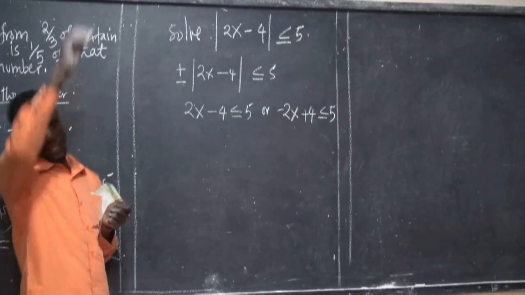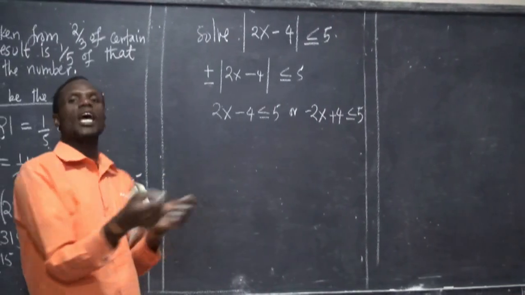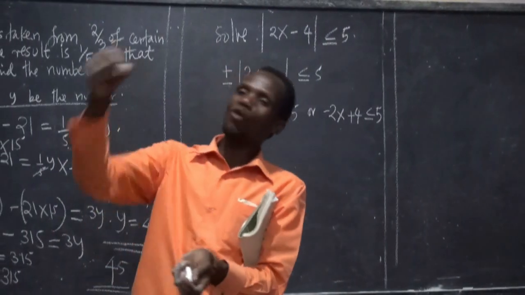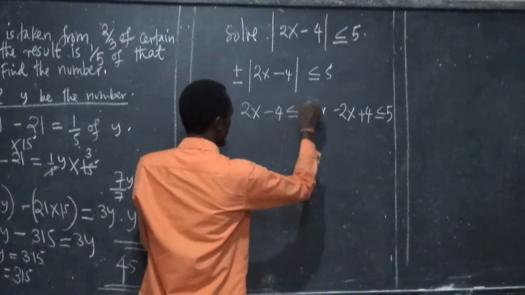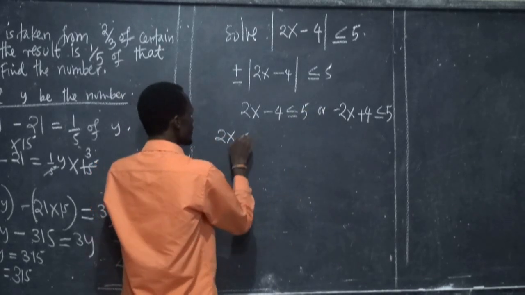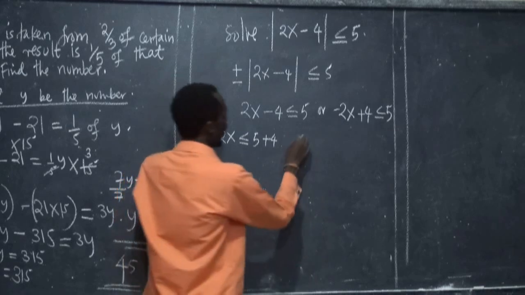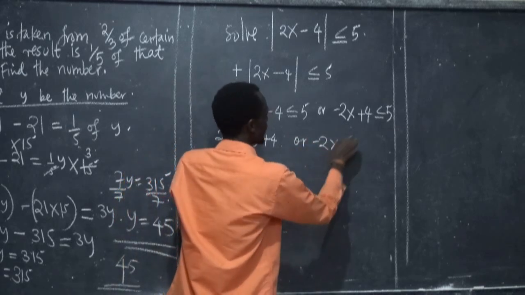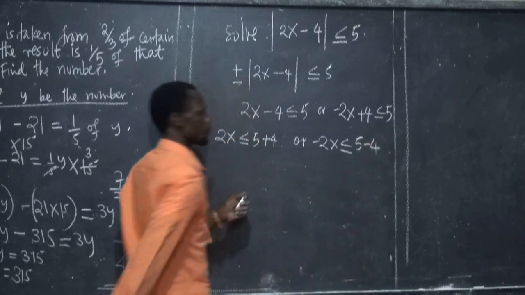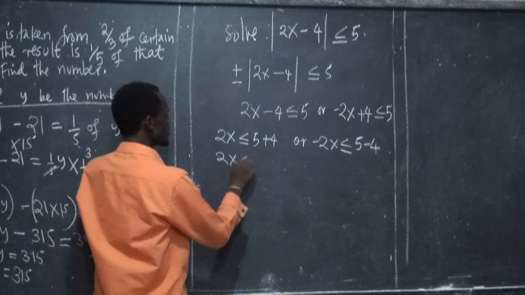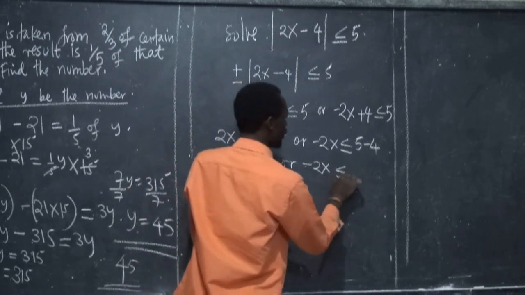If that is the case, very first now we can see. Here it is just like solving an algebraic equation. We treat the inequality as if it is an equal sign. So we say, this is taken to the other side. Then you have 2x is less or equal to 5 plus what? 4. Or negative 2x is less or equal to 5. This is positive, it becomes what? Negative. Then here 2x is less or equal to 9. Or negative 2x is less or equal to 1.